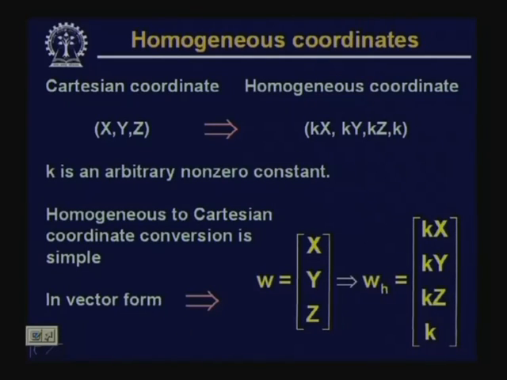Homogeneous coordinate system is, if I have the Cartesian coordinate capital X, capital Y, capital Z, then we have said that in unified coordinate system we just append a value 1 as an additional component. In the homogeneous coordinate system, instead of simply adding 1, we add an arbitrary non-zero constant, say k, and multiply all the coordinates x, y and z by the same value k. So, given the Cartesian coordinate capital X, capital Y, capital Z, I can convert this to homogeneous coordinate by k times capital X, k times capital Y and k times capital Z.